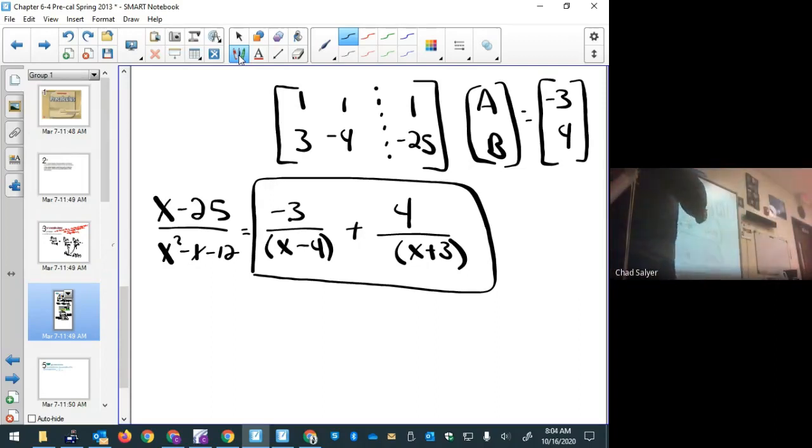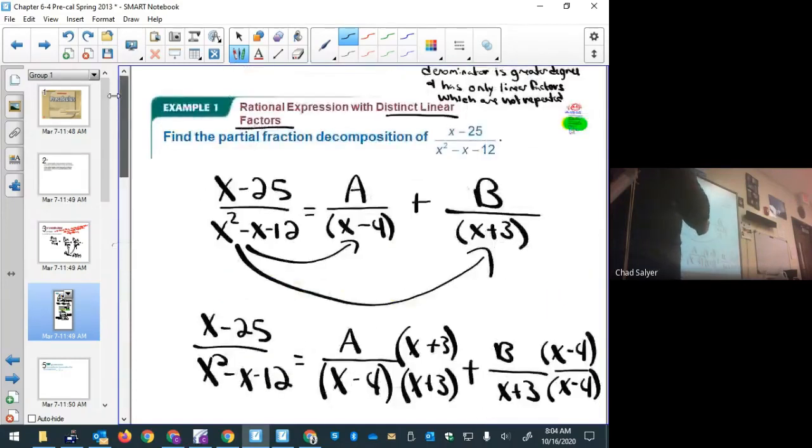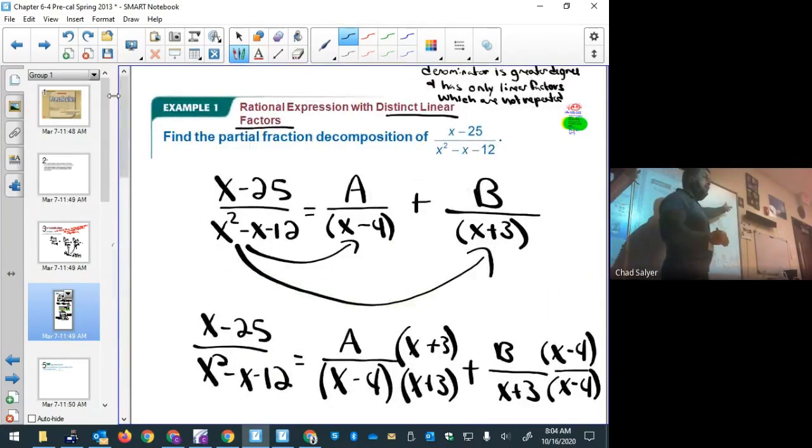So that is the scenario that is appropriate for when you have a denominator with a greater degree. So in other words, this is higher degree than this. And only linear factors that are not repeated. So that's the only type of flavor of these problems you can apply this particular technique to.